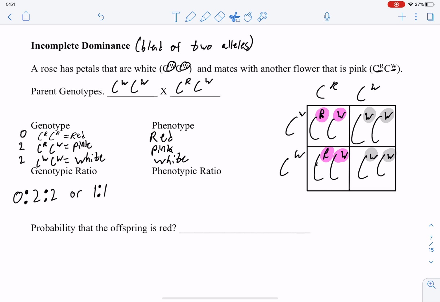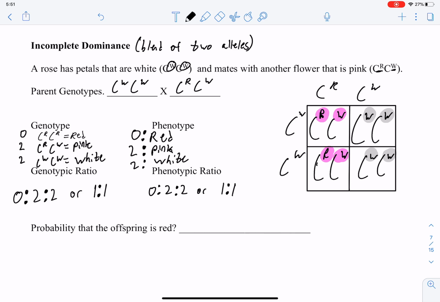And then the phenotypic ratio, this is the same thing. So we're looking at red, pink, white. There are 0 red roses in the Punnett square. There are 2 pink and 2 white. So we'll have the same ratio, which isn't always the case for the phenotypes and the genotypes.